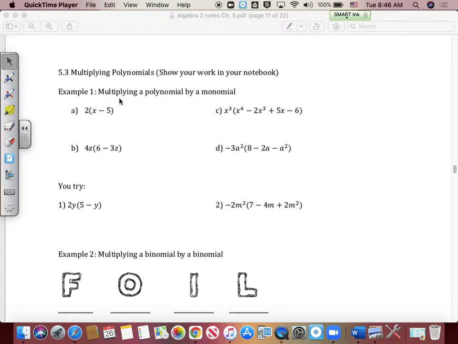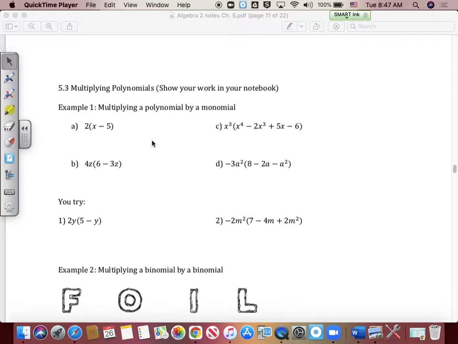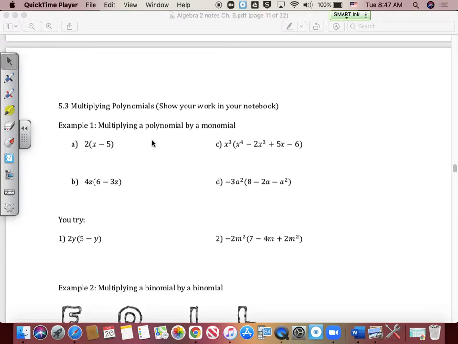So in example 1, we're multiplying a polynomial by a monomial. And I know that sounds like it's a different language. A polynomial is a series of different terms. A monomial is just one single term. So in all 4 of these examples, there's one number being multiplied by everything inside of parentheses. This is still one number since it's one term. This is one term. This is one term. So what we're going to do here when we're multiplying polynomials by one single number is basically just use the distributive property.